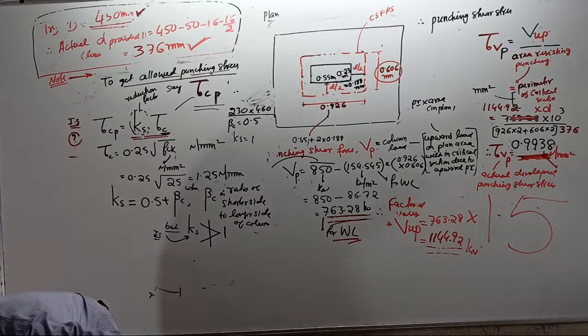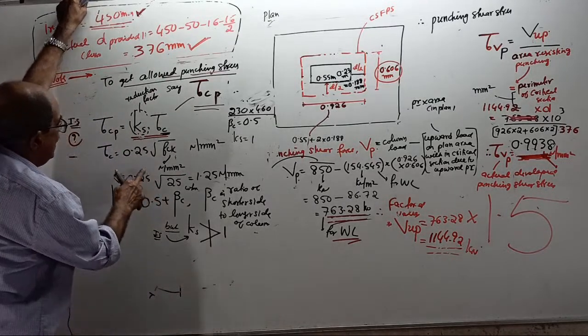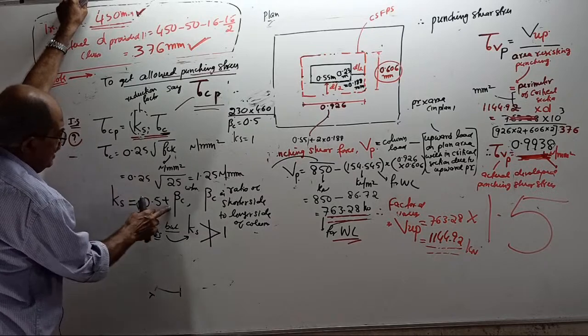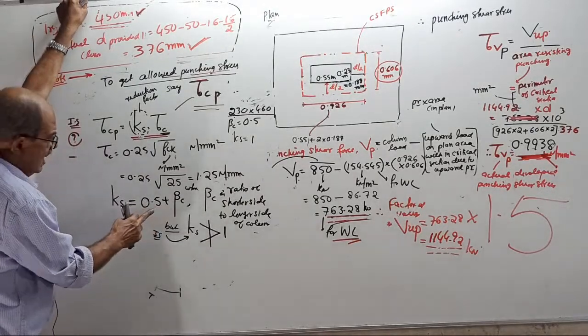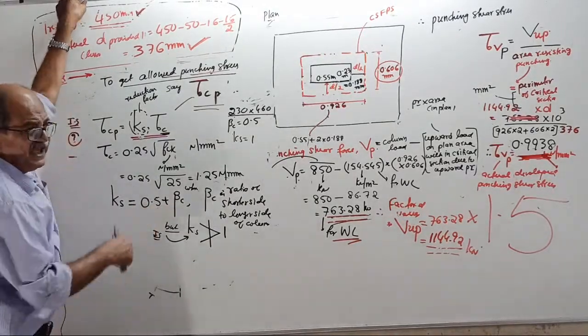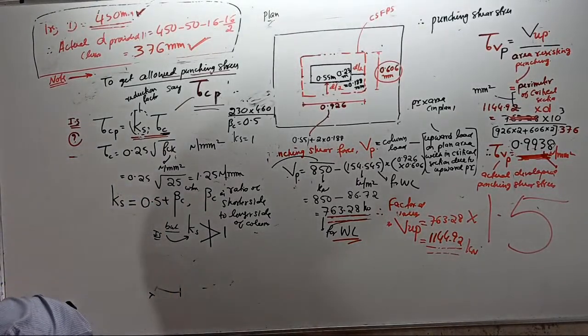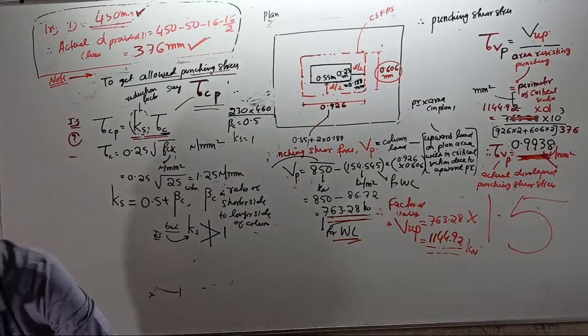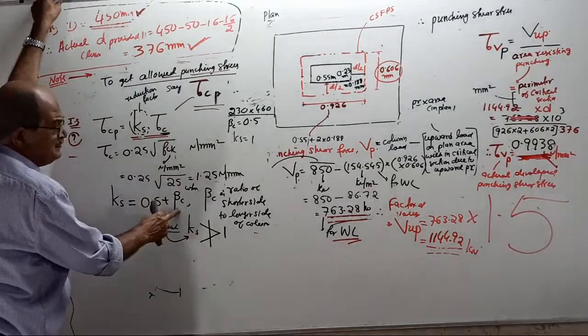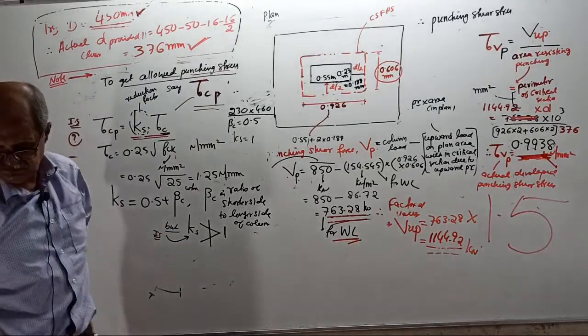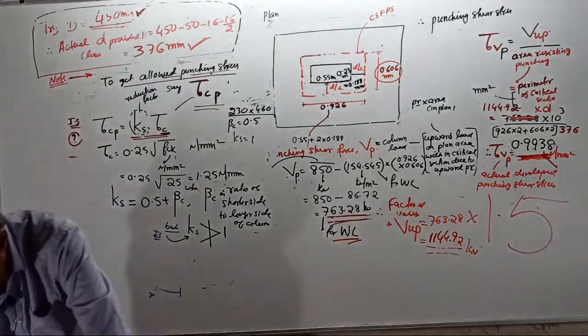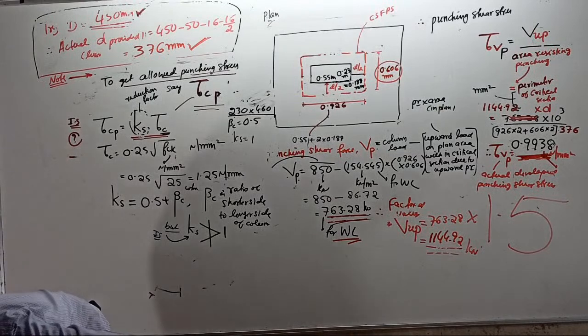I told Ks equals 0.5 plus beta C only, I wrote here. What is wrong? As per code, Ks equals 0.5 plus beta C, that only I wrote. Why are you wasting time? Why did this unnecessary comment come now, for no reason?